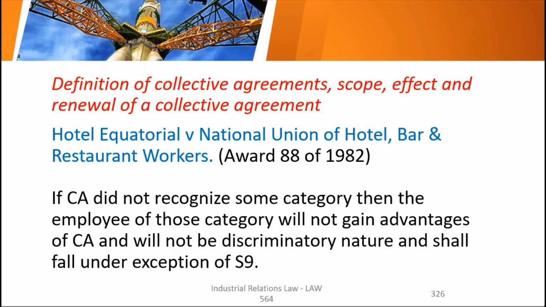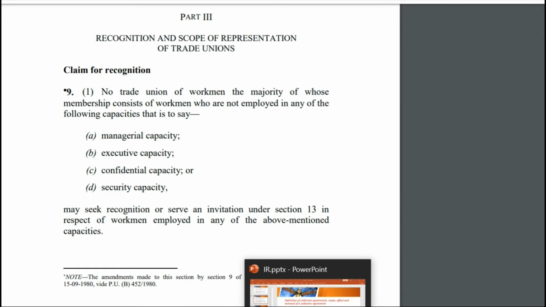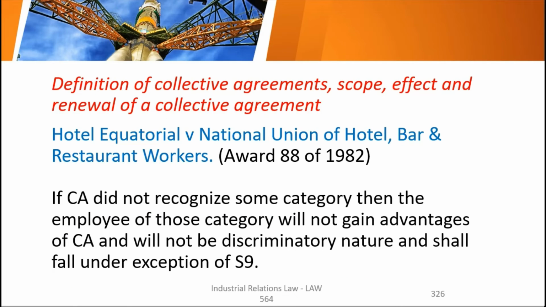So, looking at the CA, if the CA does not recognize some category, then the employees of that category will not gain the advantages of that CA that was signed, and they are not to be discriminated against, and they shall be under the exception of Section 9, which I have already mentioned: the four groups, the managerial, executive, confidential capacity, and security. That is the exception, but that is the general rule.